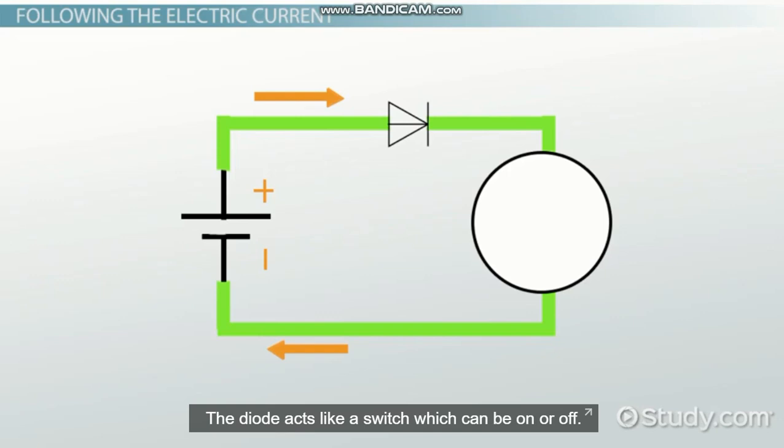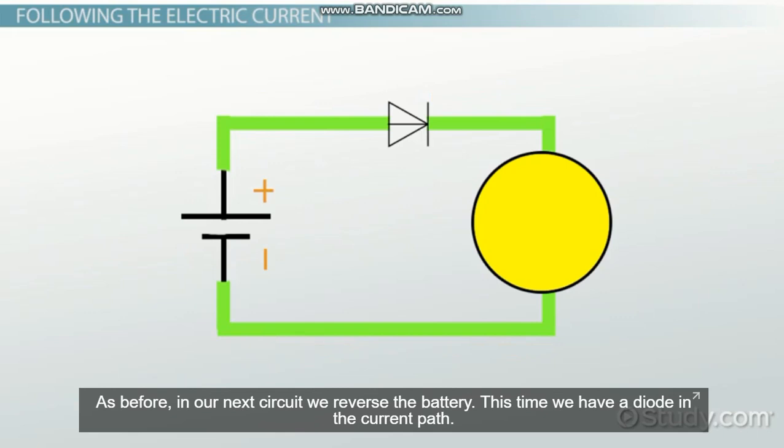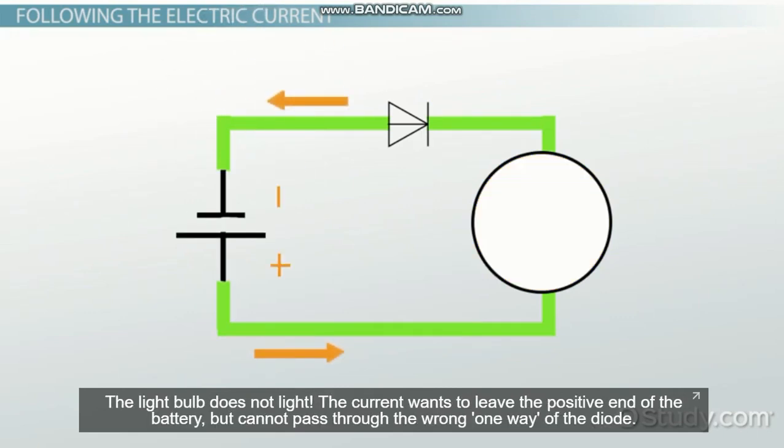The diode acts like a switch, which can be on or off. Current flows through the diode, and the circuit is closed. The light bulb lights. No surprises. As before, in our next circuit, we reverse the battery. This time, we have a diode in the current path. The light bulb does not light.